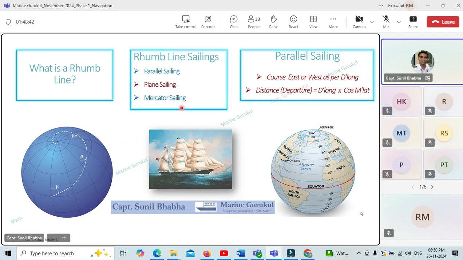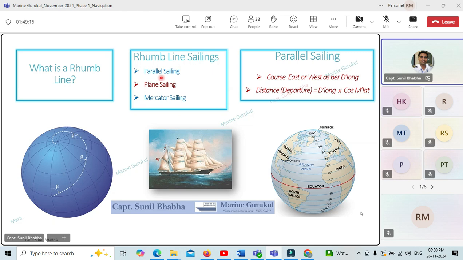Also, when we are moving on a great circle track or a composite track, the course of the vessel keeps on changing continuously, making the sailing complicated. The rhumb-line sailings, on the other hand, have the advantage of being the simplest form of sailing. Vessels move on a straight line track. The course of the ship remains the same right from the departure to the destination. Let us now go into these rhumb-line sailings one by one.